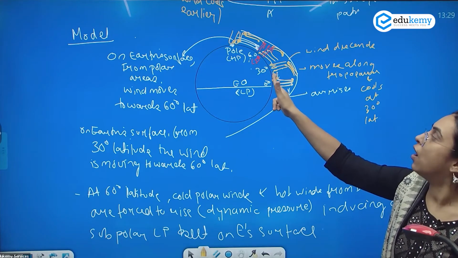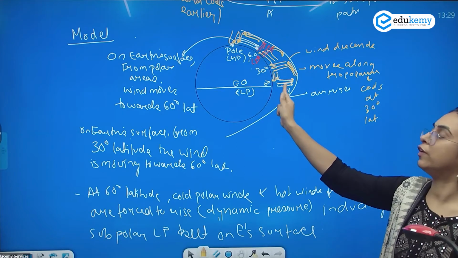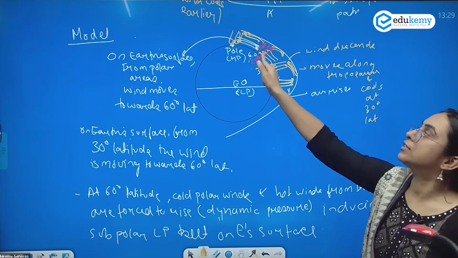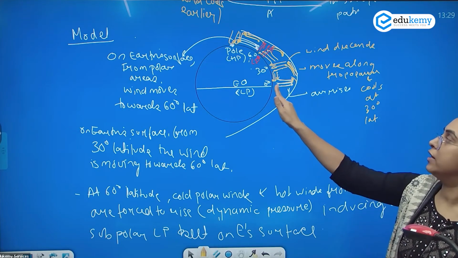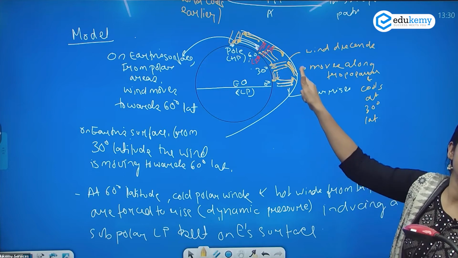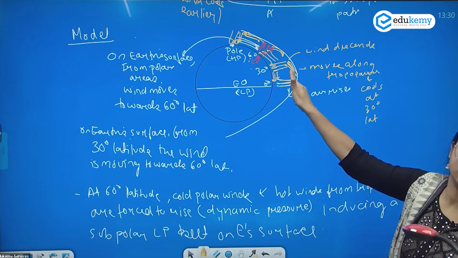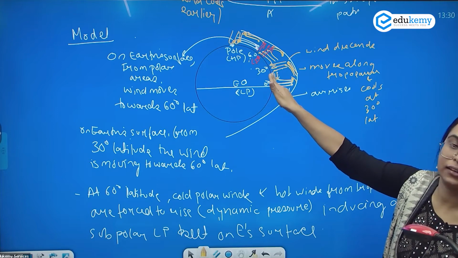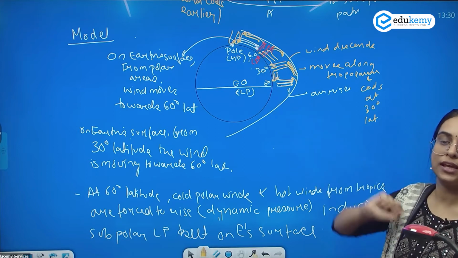As it sinks, one section of the wind is moving towards 60 degree. One section is moving towards the equator. Okay, this cell is completed. Wind is rising from the equator, reaches up to the tropopause, moves along to 30 degree, cools. As it cools, it sinks. As it sinks at 30 degree, one section moves towards the subpolar region, one towards the equator.